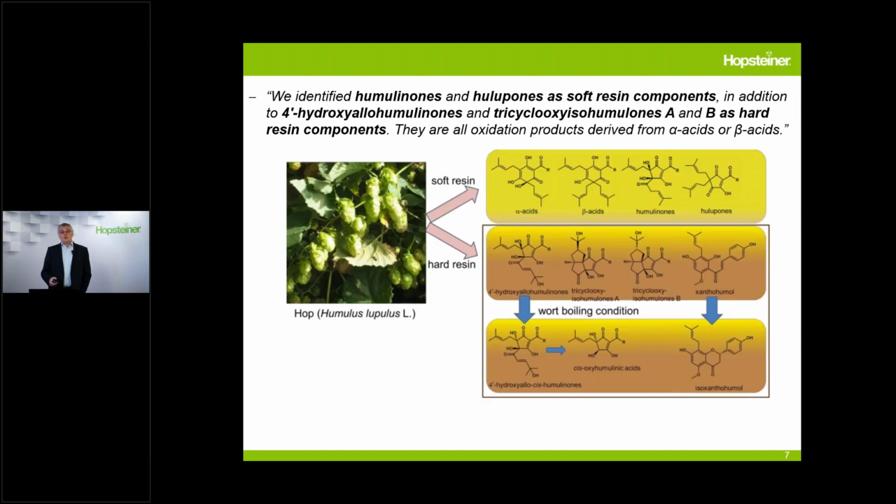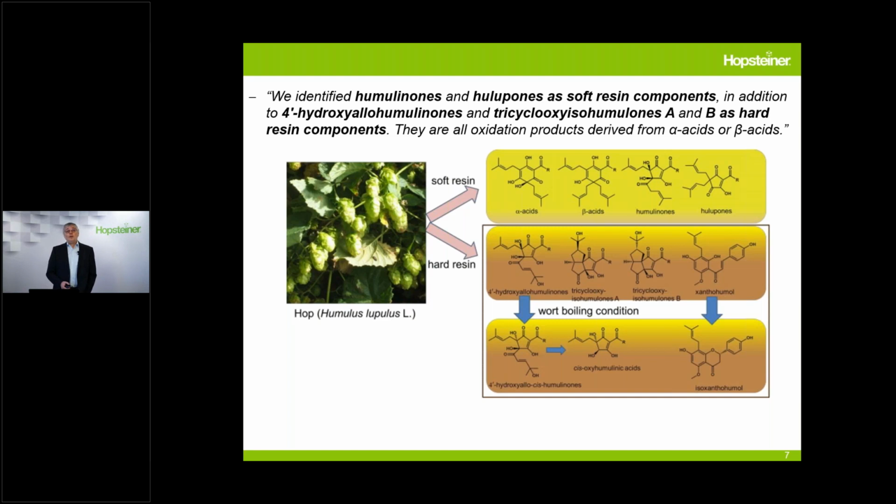And in this paper, there is also a nice picture that shows you the distribution of compounds. So soft resins, now we know they have alpha and beta acids, and the degradation compounds, humulinones and hulupones, whereas the other compounds, these allohumulinones, are part of the hard resin fraction. And of course, if you add such hops to the brewing kettle during wort boiling, you get some transformation products, and so there are some more compounds coming from the hard resin fraction.